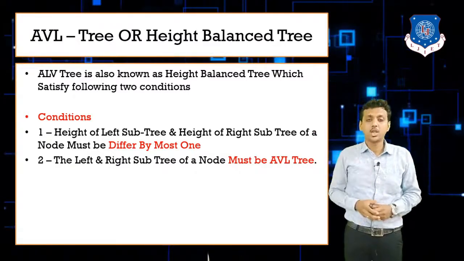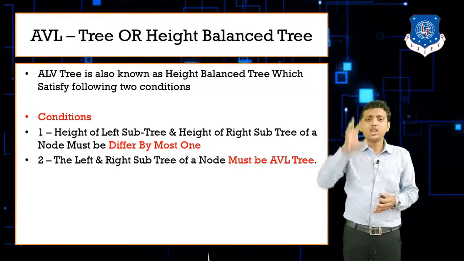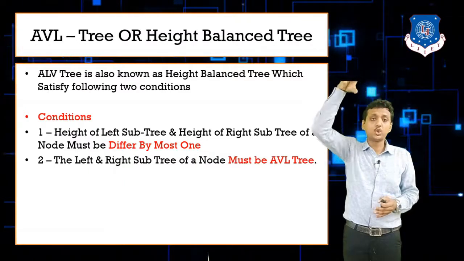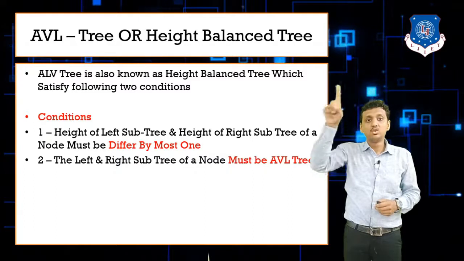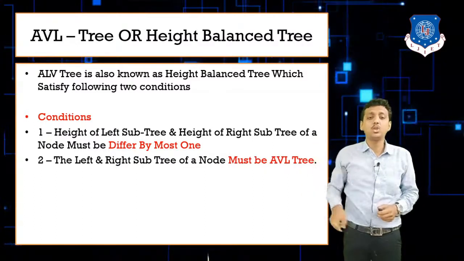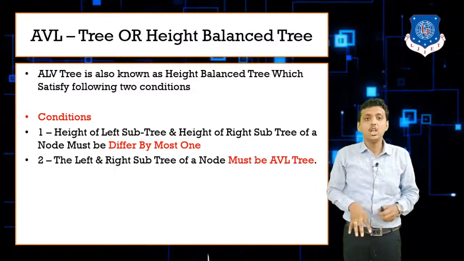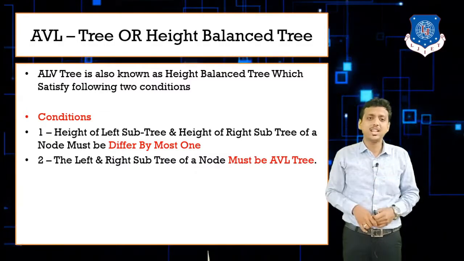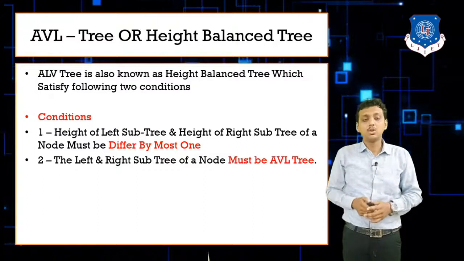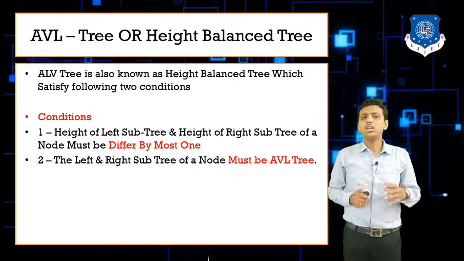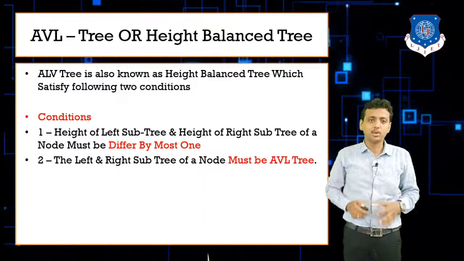And the next condition is that for a node, the left and right subtrees are also AVL trees. So it's not like only the root node needs to satisfy this. For every node, and for the root node's child nodes, the difference between the LST and RST should not be greater than 1. Fine. So now the question is, sir, how can we find out the difference between both of them?